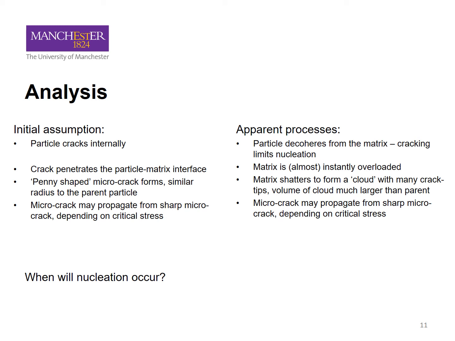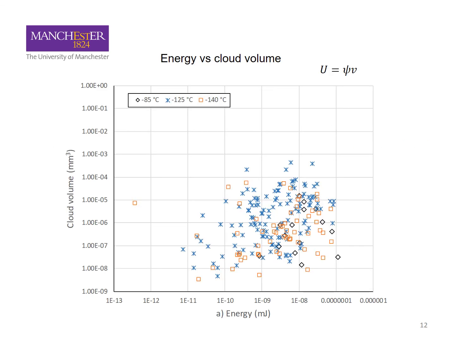So we both want to understand when nucleation will occur and what the size of the cloud will be, because that affects the critical stress required to propagate from it. To try to answer the second of those two questions, here we've compared the cloud volume to the energy within the parent particle, where the energy within the parent particle has been obtained by multiplying the strain energy density at that point in the FE and the measured particle volume.